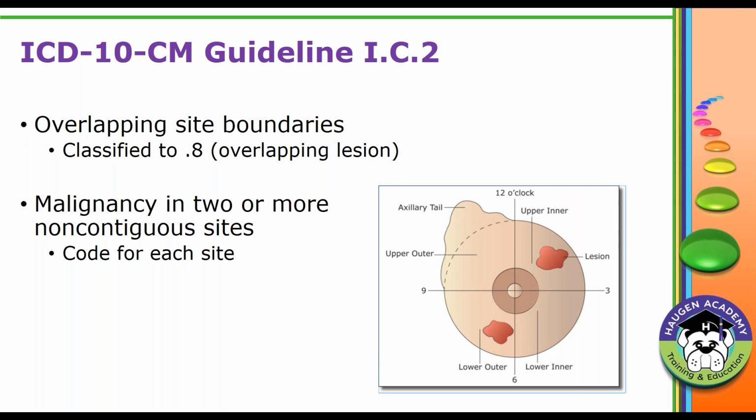And then we have coding guideline 1.C.2.I, and that states that the patient may have more than one malignant tumor in the same organ. The tumors may represent different primaries or metastatic disease. If the documentation is unclear, the provider should be queried regarding the status of each tumor to assign the correct codes.